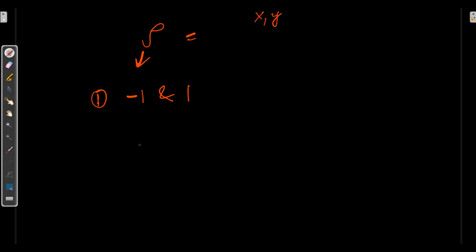If its value is 1, then all points fall directly on a line. I'll show you pictorially. And if its value is closer to 1 or minus 1, it indicates a strong linear relationship between x and y. And if it is closer to 0, it will have a weaker relationship between x and y.